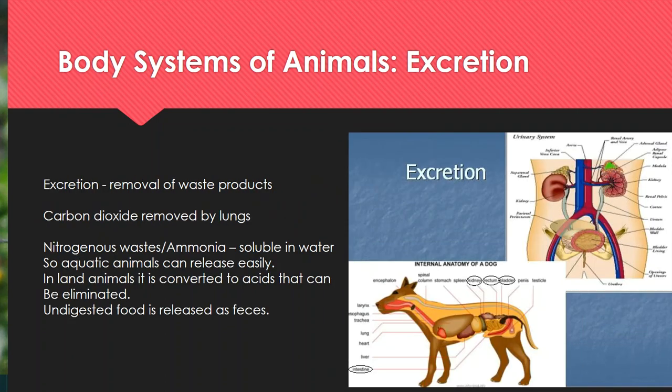Excretion, removal of waste products. Carbon dioxide removed by lungs. Nitrogenous waste or ammonia is soluble in water, so aquatic animals can release it easily. In land animals, it's converted to acids that can be eliminated. Undigested food is released as feces.